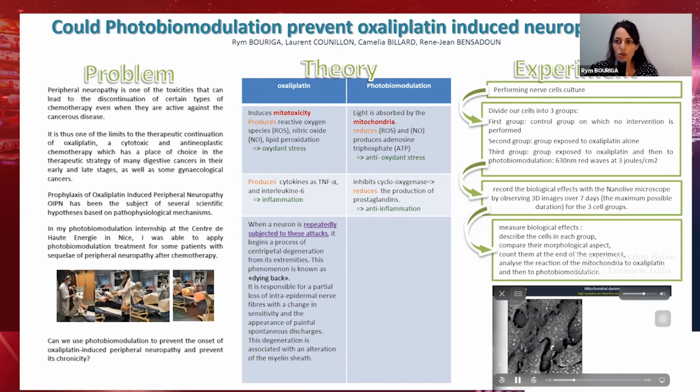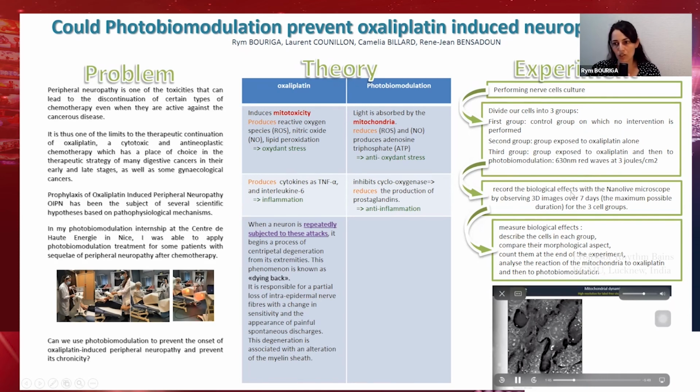First step, we were able to make a nerve cell culture. Then we divided our cells into 3 groups. The first group is a control group. We do not make any intervention for this group. The second one is a group exposed to oxaliplatin alone. And the third group is the group that was exposed to oxaliplatin and then to photobiomodulation at 630 nanometer red waves at 3 joules per centimeter squared.